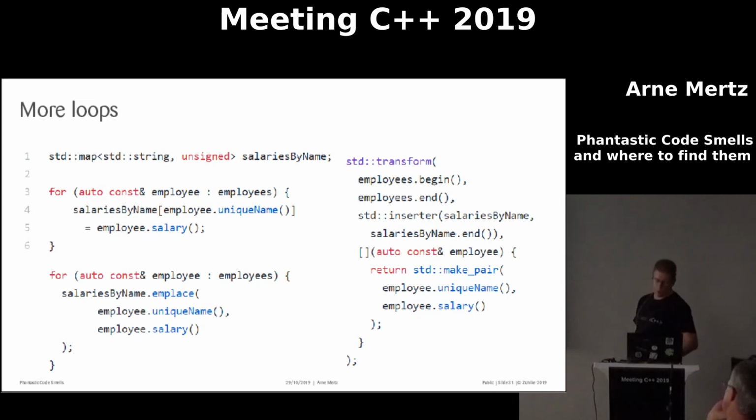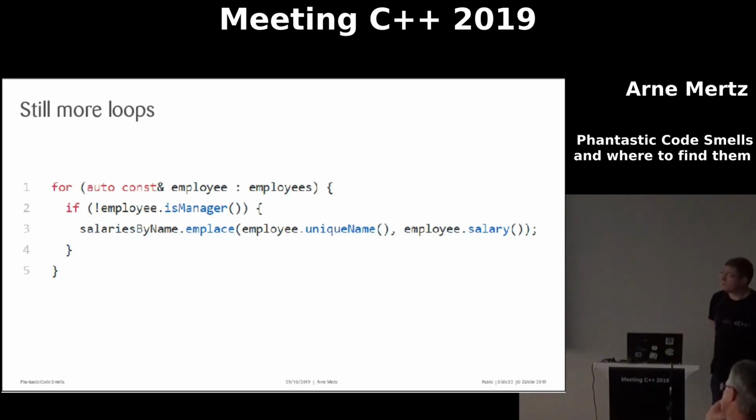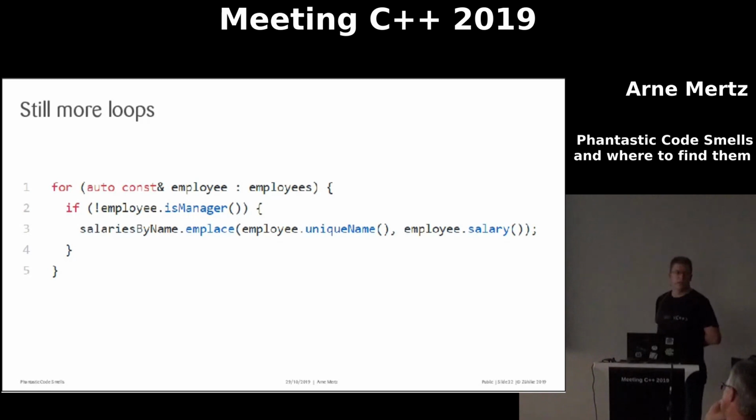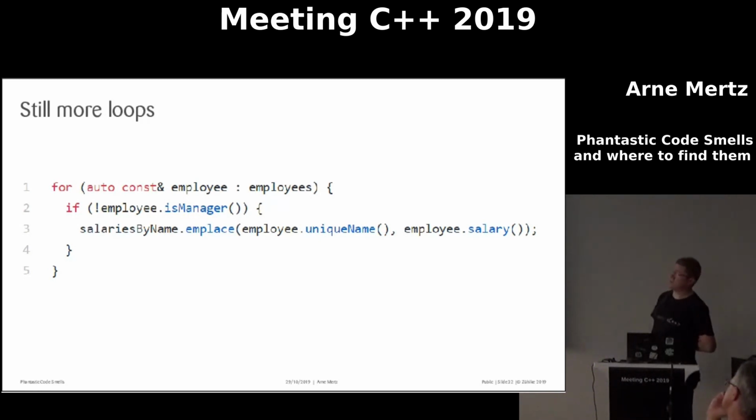Well, we usually have managers who don't want the employees to know their salaries, so we have an additional requirement. Only if the employee isn't a manager, insert the thing into our map. What's the name of the algorithm? Sorry? Transform if. Is that one in the standard library? Nope. I mean, we have lots of algorithms that have an _if, which do basically the same thing: do what the normal operation does, but with a predicate, like copy_if. Copy only the things that satisfy a predicate.